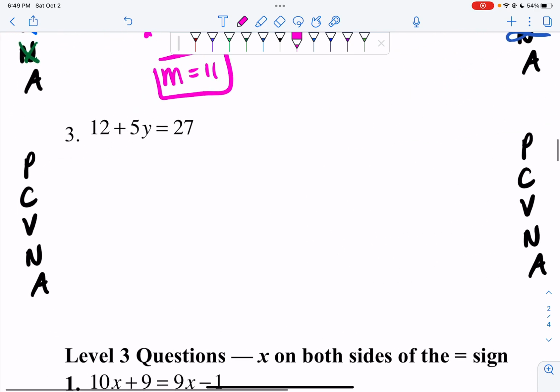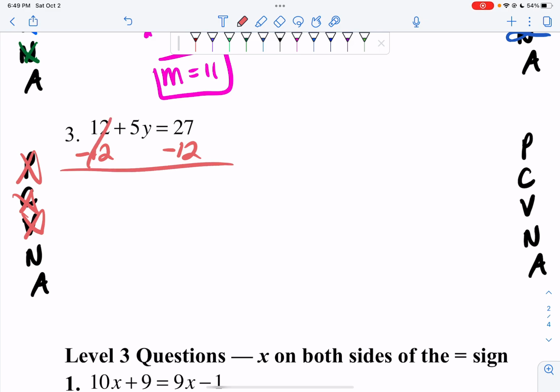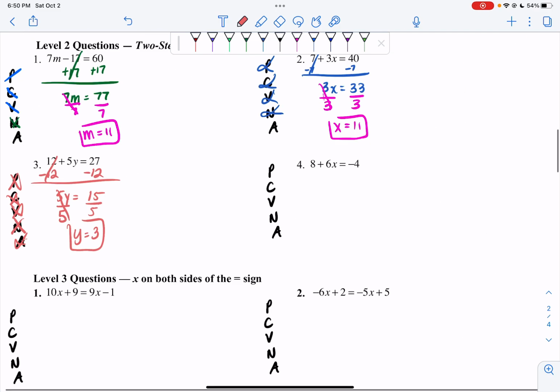Number 3. 12 plus 5y equals 27. Let's use a different color this time. I don't have parentheses. Can't combine 12 and 5y. My variables are on the left. My numbers aren't. So I have to get rid of this 12. So I'm going to subtract 12 from both sides of my equation. So I get 5y equals 15, because 27 minus 12 is 15. So now my numbers are on the right-hand side. Now I need to ask myself how to get rid of that 5. So I'm going to divide both sides of my equation by 5. So when I divide by 5, I get y is equal to 3. And that's my final answer.